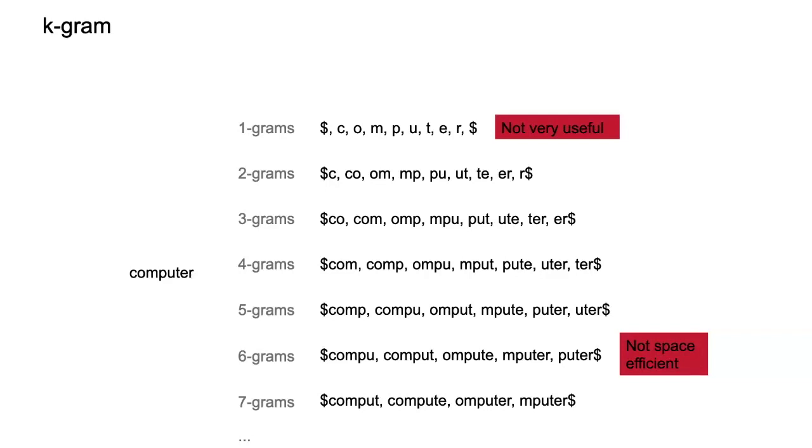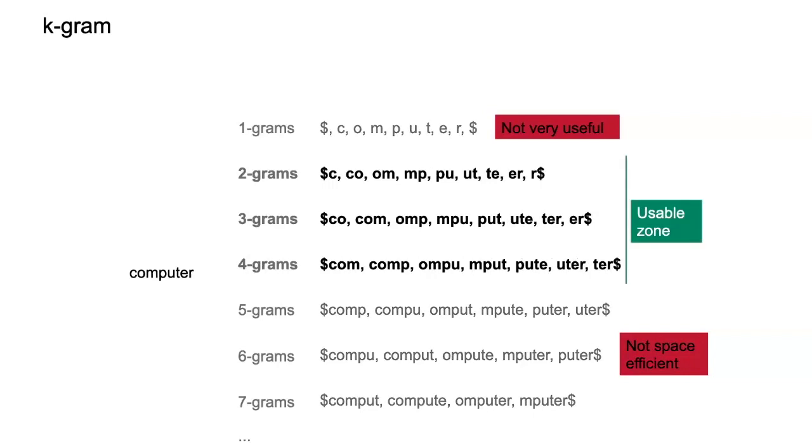Just imagine the size, the number of terms that we would get in there, in the sense of the number of k grams that we would get would be enormous. So this is kind of the sweet spot in which we find that useful, like 2 grams, 3 grams, 4 grams. This is the zone of usability, right?